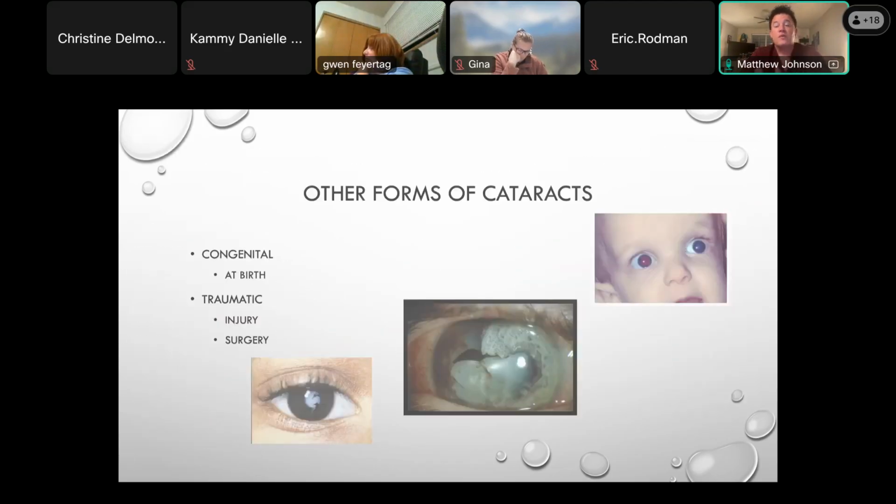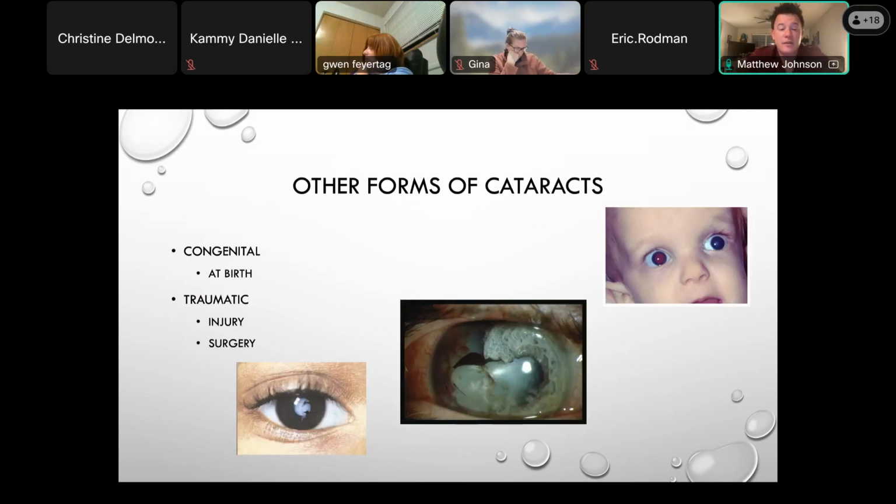Now, other forms of cataracts, you can also have congenital cataracts where it happens basically at birth. So you're born with this cataract, something happens in the birthing process. There are cataracts that are also genetic that you can be born with. And then you can have some type of traumatic cataract, whether it's an injury or anything like that. So yes, you can absolutely get it from surgery, from damage to the lens, anything like that.